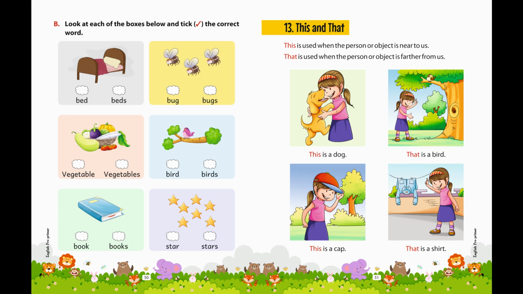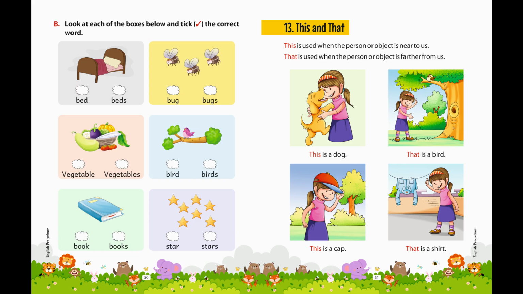Page 51. Concept, this and that. Let's now learn about this and that. This is used when something is close to us. That is used when something is far from us. Repeat after me. This is a dog. That is a bird. This is a cap. That is a shirt. Let's say together. This for near. That for far.